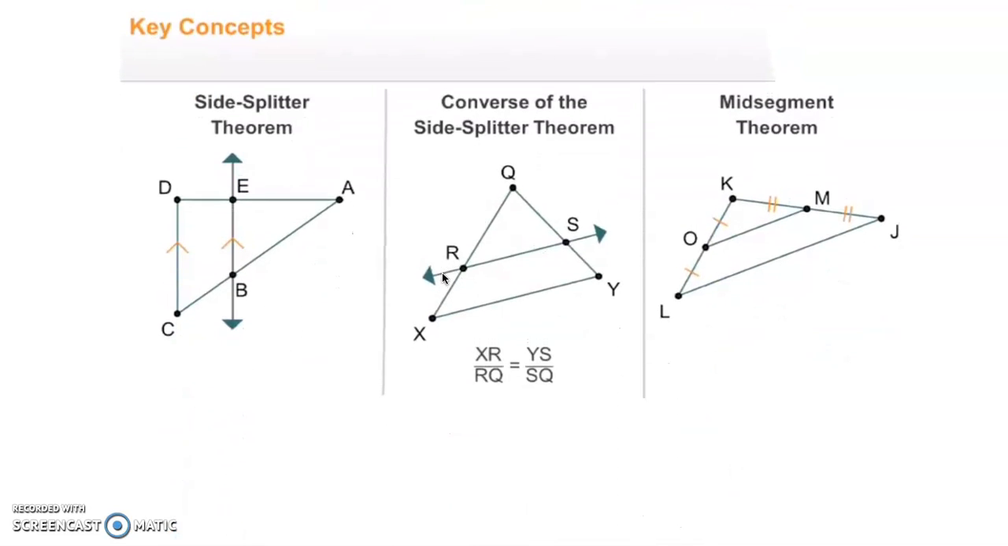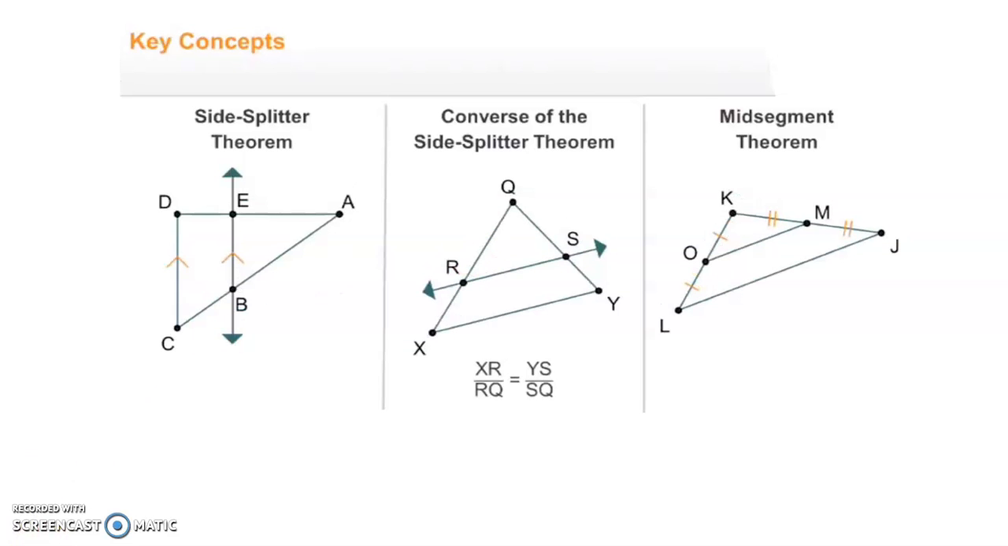So here, take a pause, write these things down. These are the 3 key theorems that we've talked about. Remember, the side splitter theorem says if we have 2 lines that are parallel, one splits the triangle and it's parallel to the third side, then we know that the segments that it splits into, DE over EA, is proportional to CB over BA. That's the side splitter.